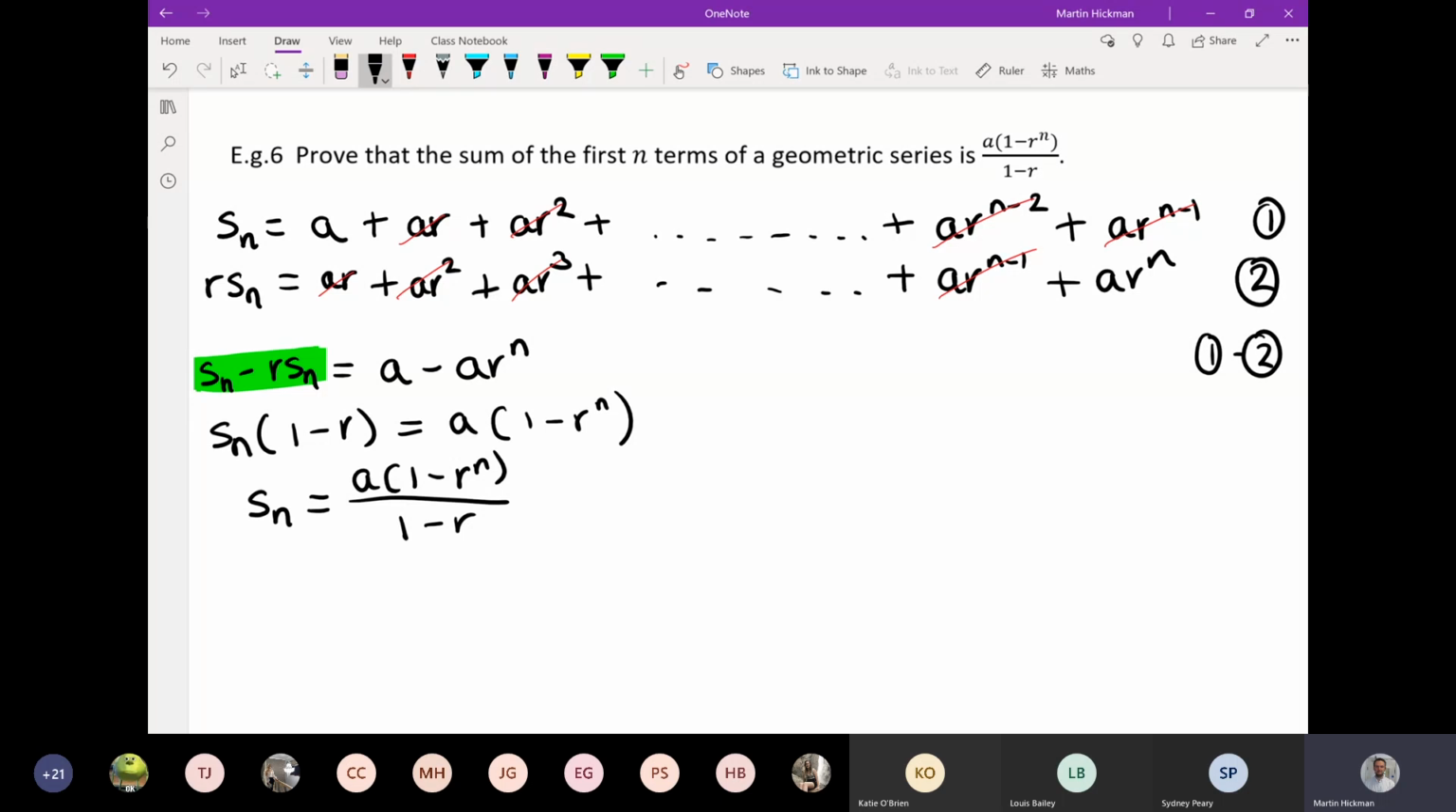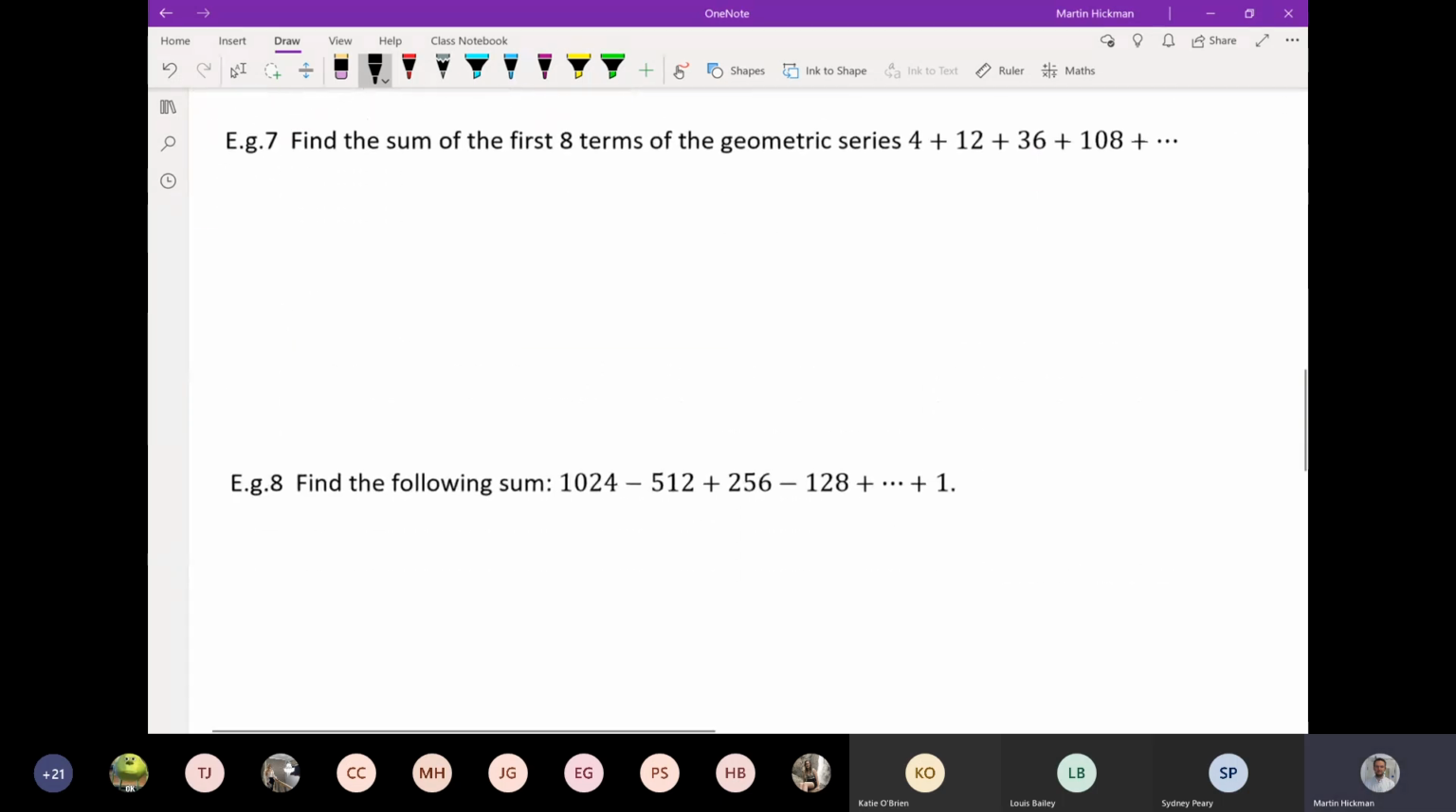So now we're going to look at example 7, which is on page 11. But do let us know if you have any questions. Can't see anything, so I'm going to move on.